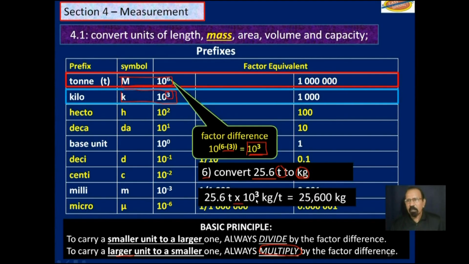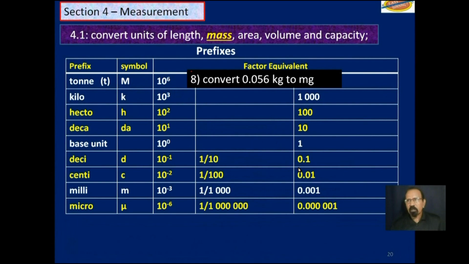We multiply, and so 10 to the third, we shift this decimal point 3 places to the right. That 6 will take 1 of the spaces with 2 additional zeros. So we get 25,600 kilograms.